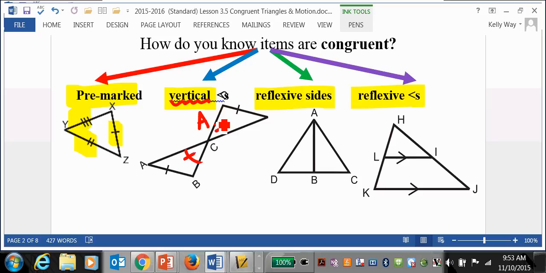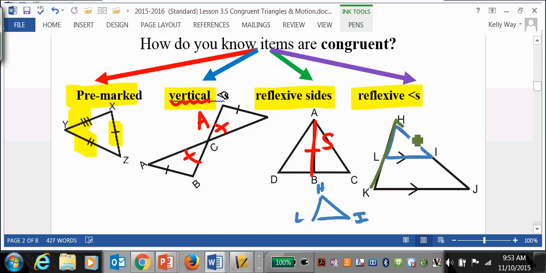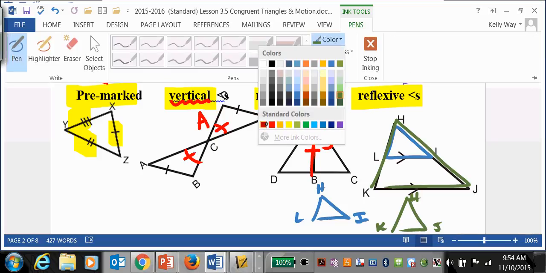You'll understand why. This one right down the middle, that's a reflexive side. It's like an apartment wall between two triangles. And this one, if you see, we have overlapping triangles. Let's pull those out super quick. Just pull those out. There's L, H, and I. No, I, excuse me. I'll switch colors. That's K, H, and I.